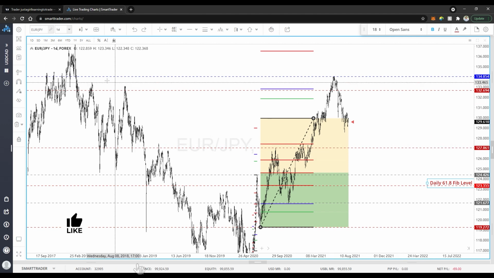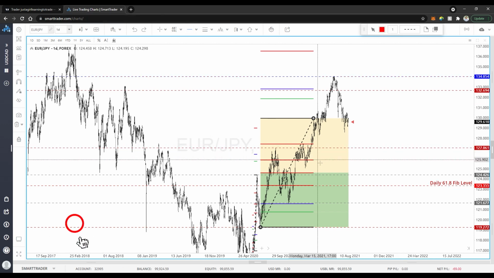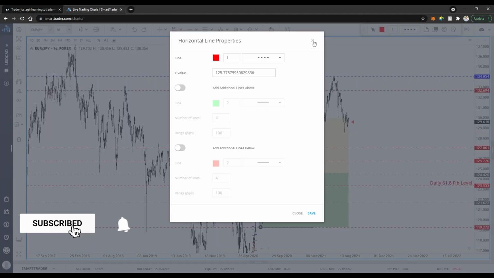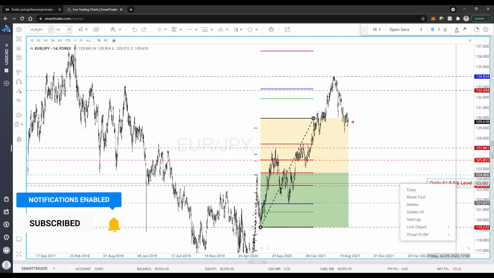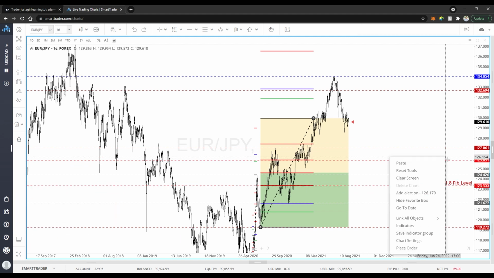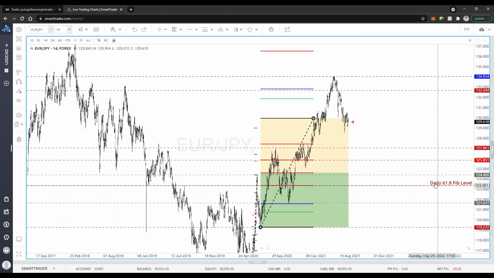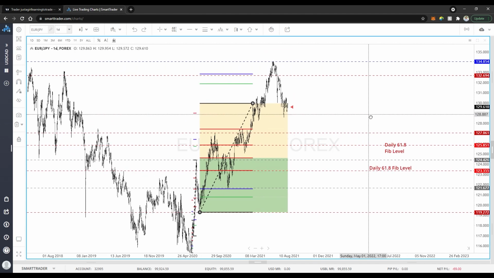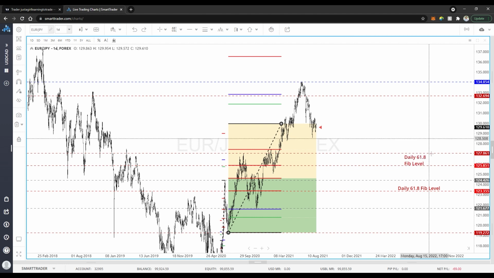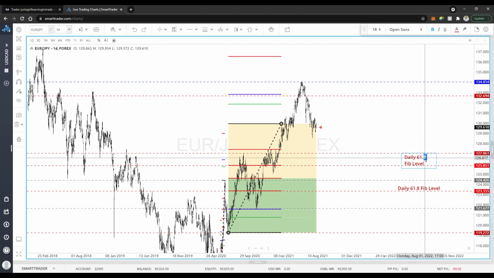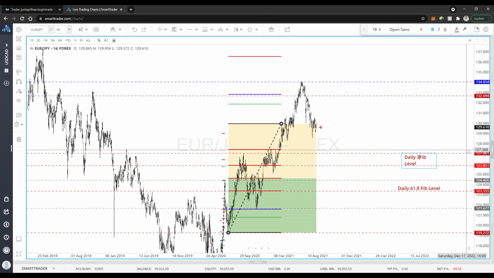So I'm just going to mark this, and then I'm going to duplicate this, because I'm going to label these important levels. Oh, where did it go? Oh, there we go. I'm going to mark these important levels so that when price approaches, I know that I need to be paying attention to what's happening. So this is 38.2. And let me stretch this out.